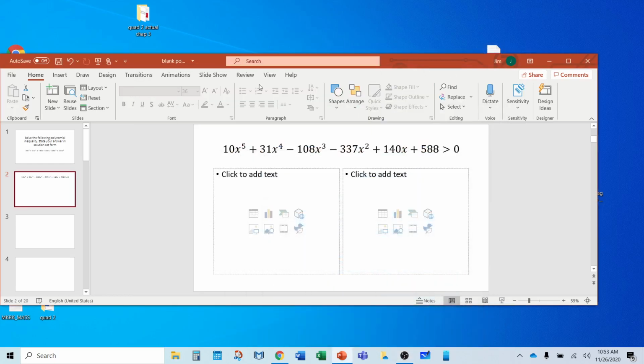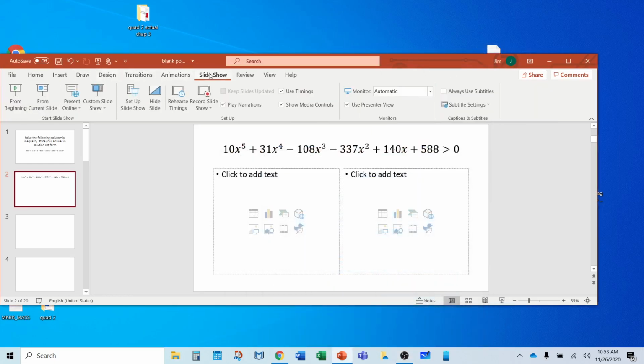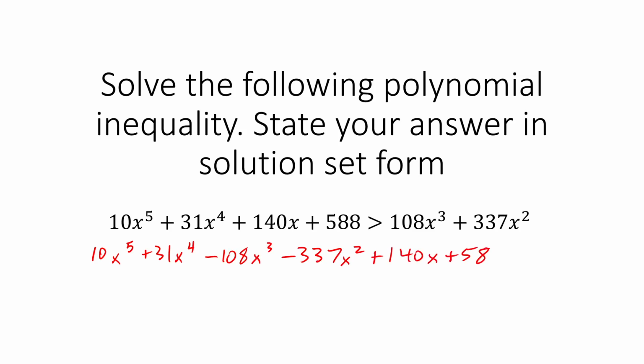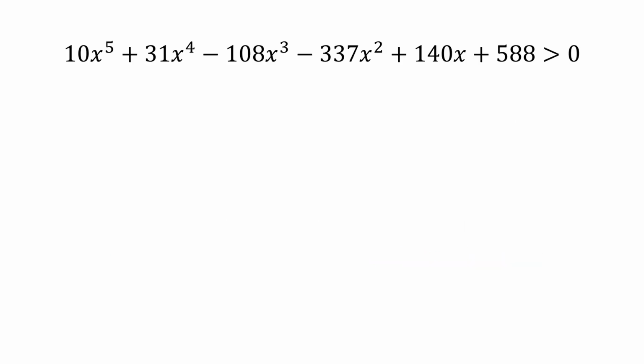In this video, we're going to solve the fairly complicated polynomial inequality shown. And the first thing we're going to do is get all the terms onto one side, make the other side equal to 0, and that's going to allow us to factor and to do our interval testing. Okay? So that's what we have.